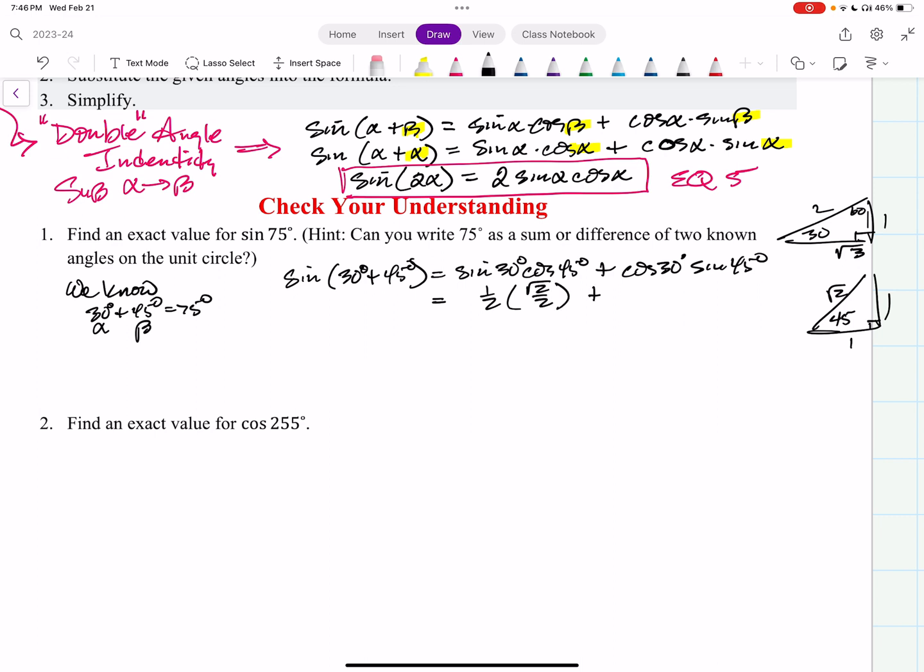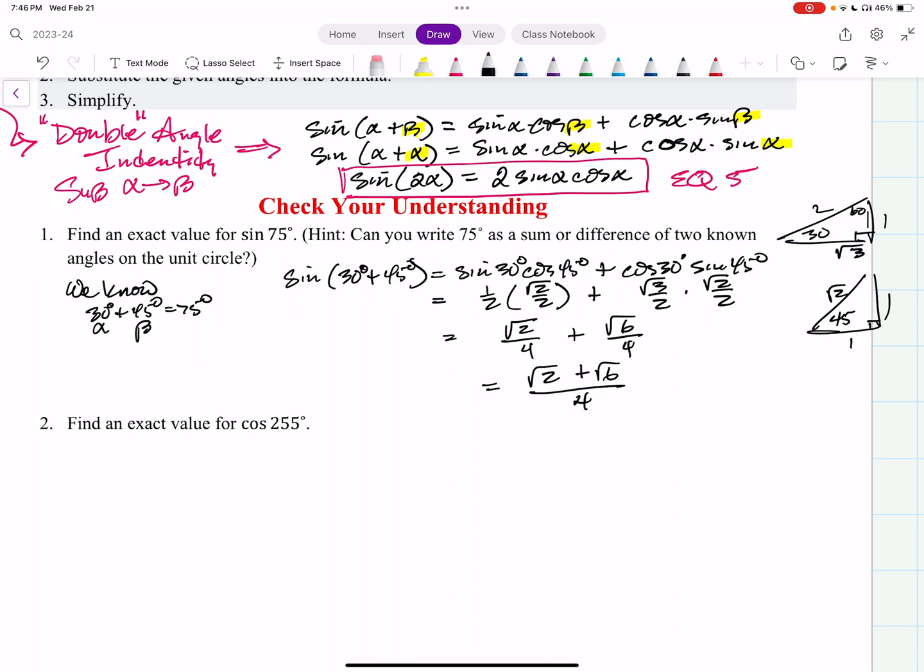Plus cosine of 30 degrees, which is root 3 over 2, times the sine of 45 degrees, which is root 2 over 2. So my first fraction is root 2 over 4. Second fraction is root 6 over 4. And so this is actually equal to root 2 plus root 6, all divided by 4.